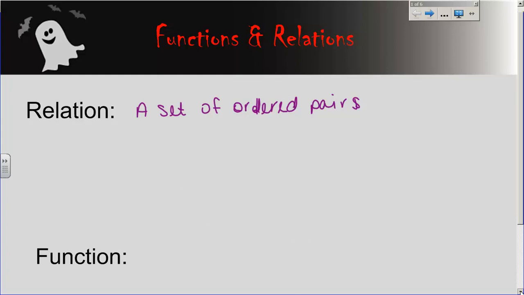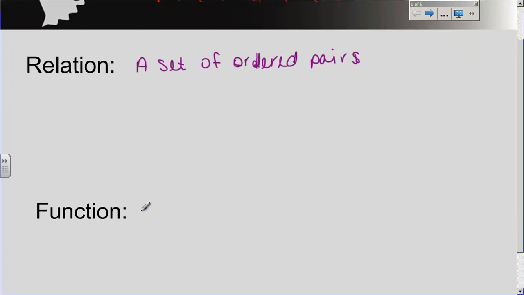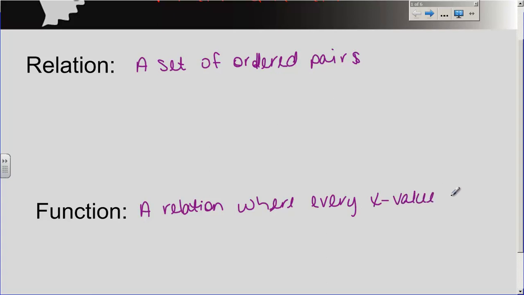A function is the important one. A function is a relation where every x value is paired with exactly one y value. And that word exactly is important.